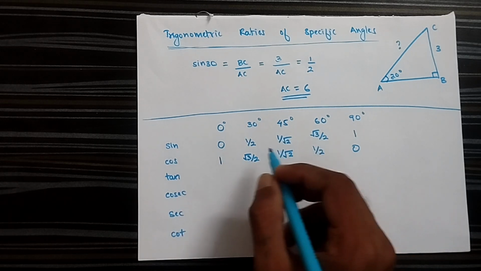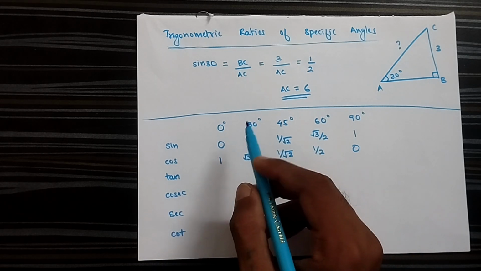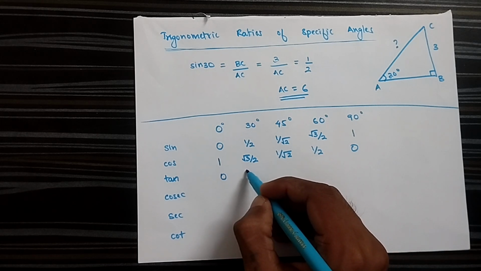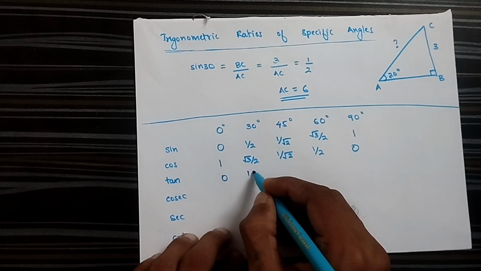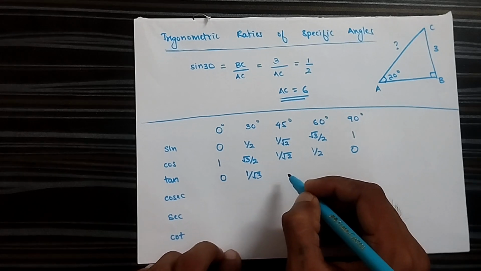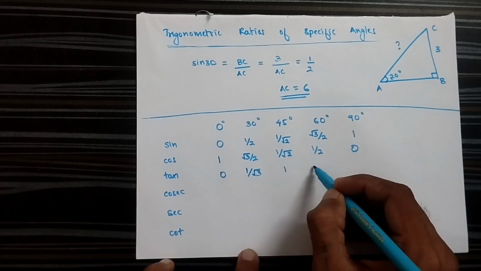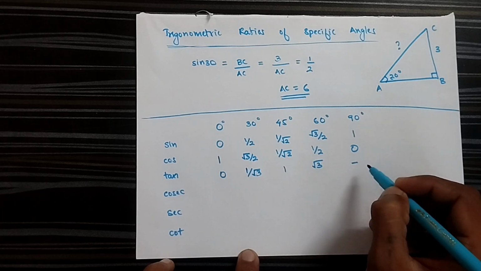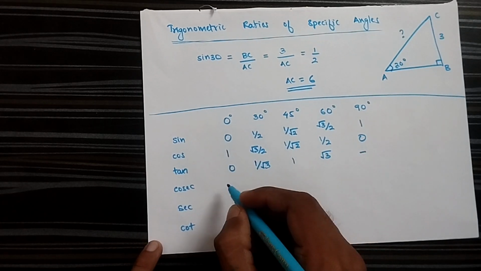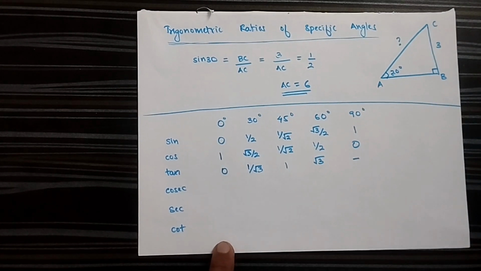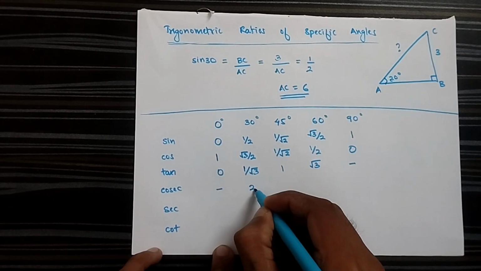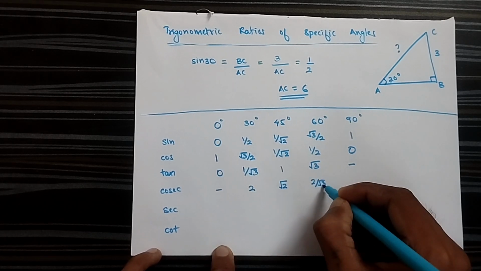So what is tan? Tan 0 would be 0. Tan 30 would be 1 by root 3. Tan 45 would be 1, tan 60 would be root 3, tan 90 would be undefined. I'll tell you why later. I'll just write the whole table and then you can screenshot. Cosecant of 0 would be undefined. Cosec 30 is 2, cosec 45 is root 2, cosec 60 is 2 by root 3, cosec 90 would be 1.